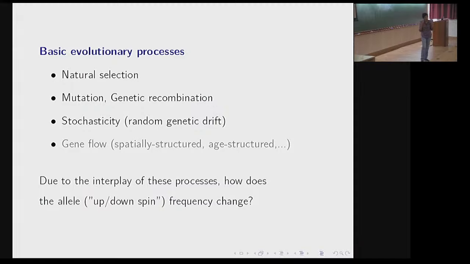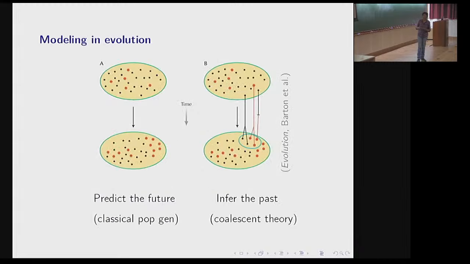Again, don't worry too much about new words. If you like, just think of it as upspin and downspin. It's just saying if I have a gene, it comes in two varieties, up and down, or black and white, something like that. That's it, okay? So we want to understand, under the action of these basic processes, how does a frequency change? What are the dynamics of it?